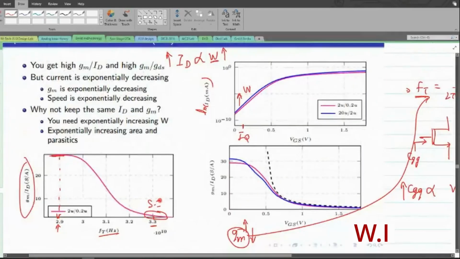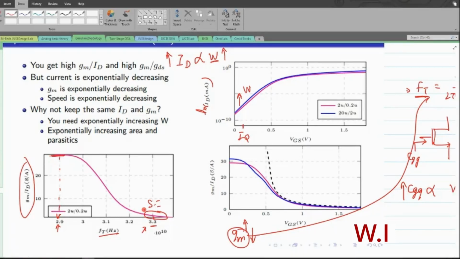In the case of a stronger inversion, we end up having a very large transit frequency, but the efficiency of the transistor becomes low. This means that you have to spend a lot of power to achieve the maximum speed. Say, for example, if you are trying to design a processor or build a kind of amplifier, then you are free to use the stronger inversion.